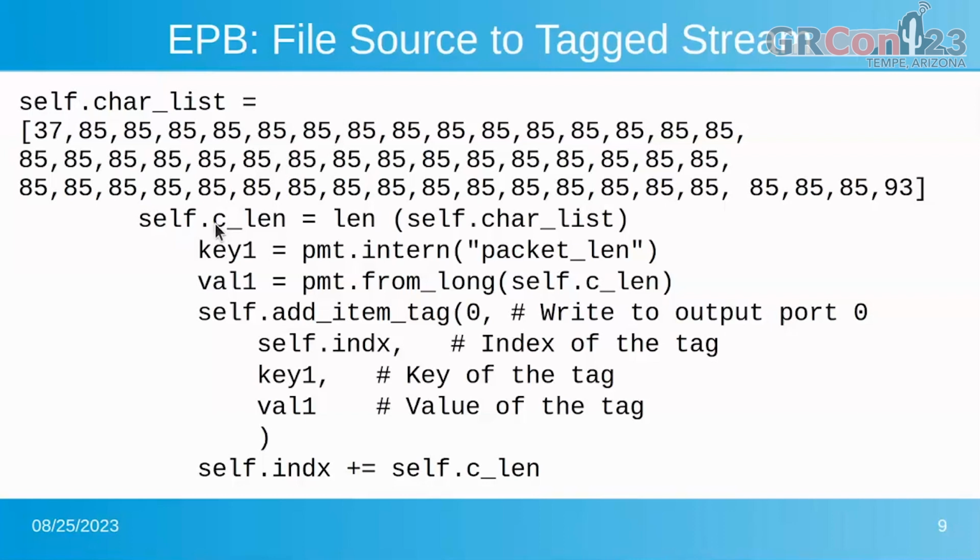So the code gets the length of this packet and builds a tag. The key is packet length. The value is the length of the packet. And then I create a tag to put into the stream with that key and value, and then advance the index so that the next tag will appear at the right place in the stream.